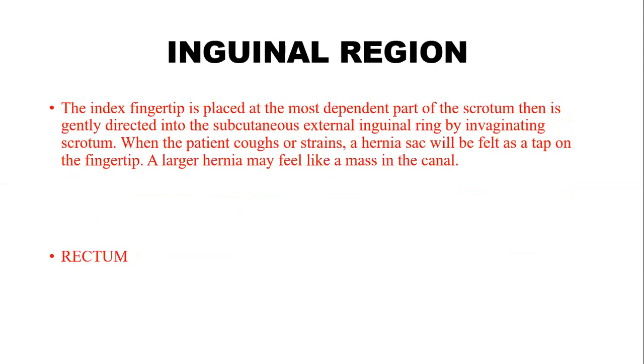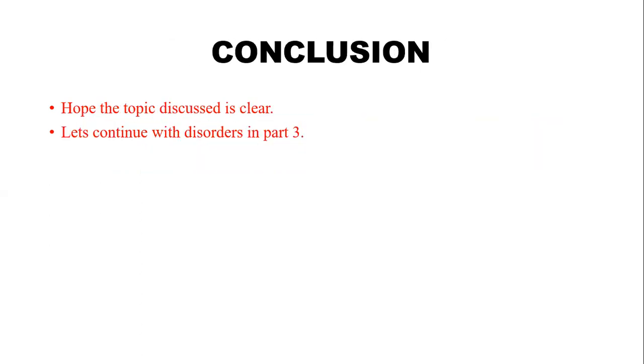Next is the inguinal region. Here, the index finger is placed at the most dependent part of the scrotum, then gently directed into the subcutaneous external inguinal ring by invaginating the scrotum. When the patient coughs or strains, a hernia sac will be felt as a tap on the fingertip over that area. A large hernia may feel like a mass in the canal. And last is the rectum. I hope it is clear.